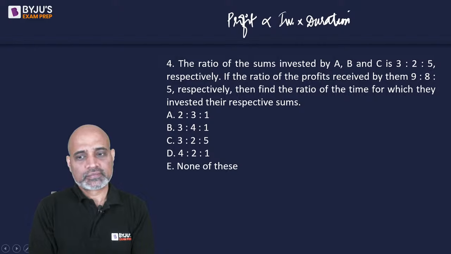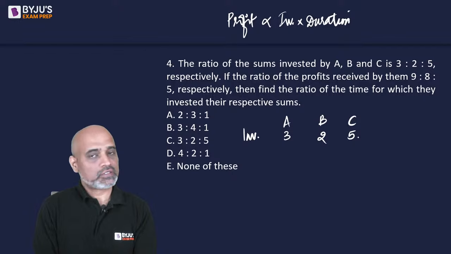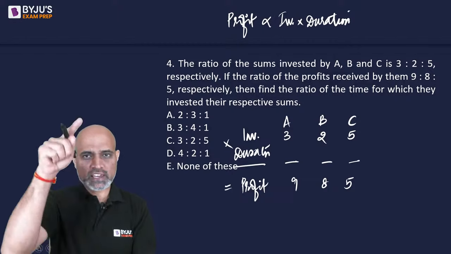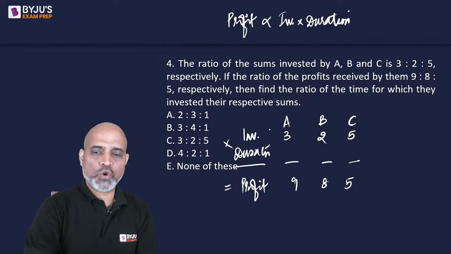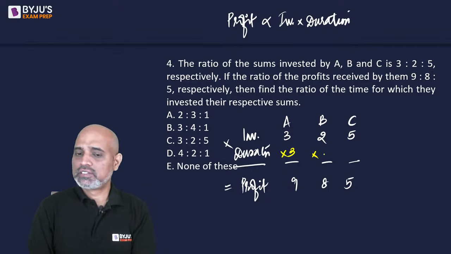है ना? ठीक है. So if you talk about A, B and C, तो इनका investment 3, 2, 5 है. इनका profit 9, 8, 5 है. So what do you think its duration should be so that their product is equal to profit? आराम से एक एक कॉलम देखो. 3 into what will result in 9? 3. 2 into what will result in 8? 4.